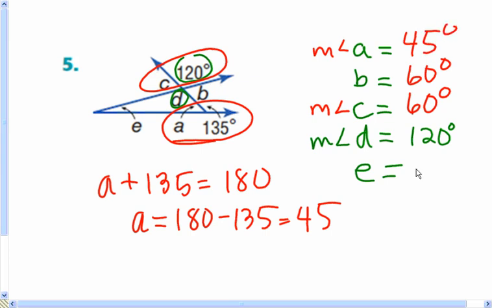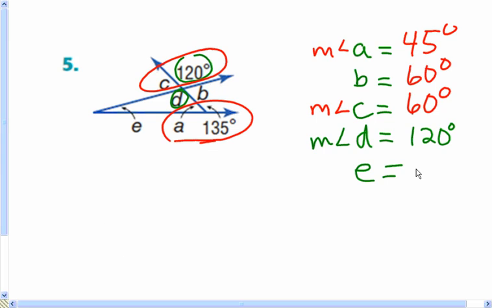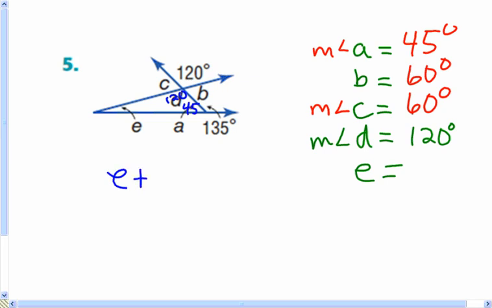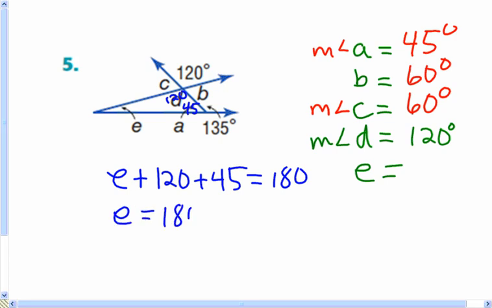And now we can find the last missing angle, which is angle E. We know that angle D is 120. We know that angle A is 45. So we have E plus 120 plus 45. Those are all of the angles inside of the triangle. We know that they have to add up to 180. So by backtracking, we get E equals 180 minus 120 minus 45, which equals 15. So the measure of angle E equals 15.